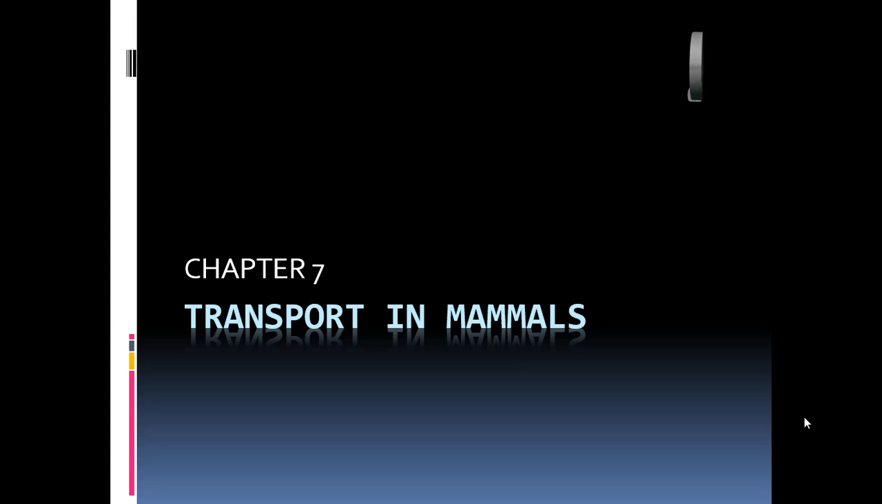Okay, so previously we have gone through the components of the mammalian transport system. We have already looked at the types of blood vessels, we have already looked at the types of blood cells, and we have already looked at the formation of the tissue fluid or the interstitial fluid. So today we are going to look at the function of hemoglobin in the mammalian transport system.